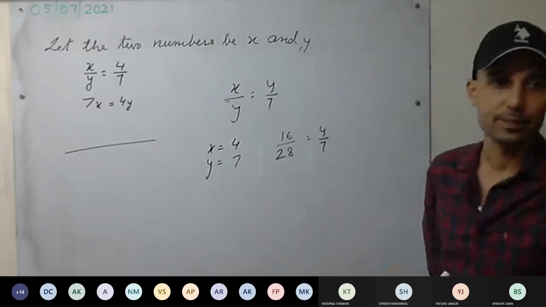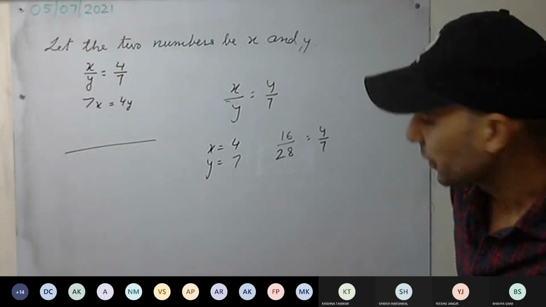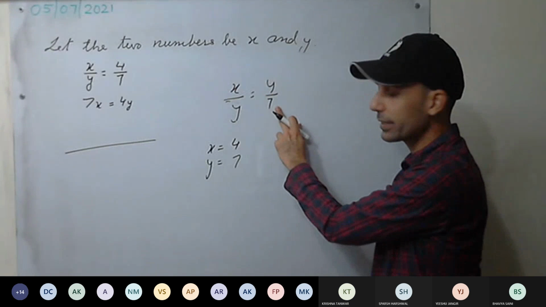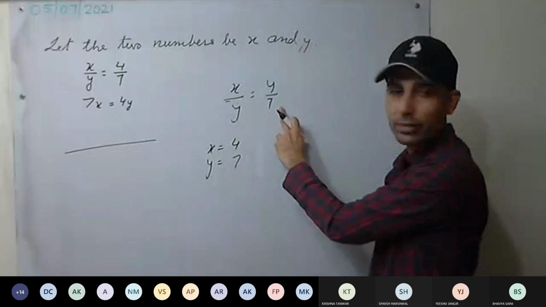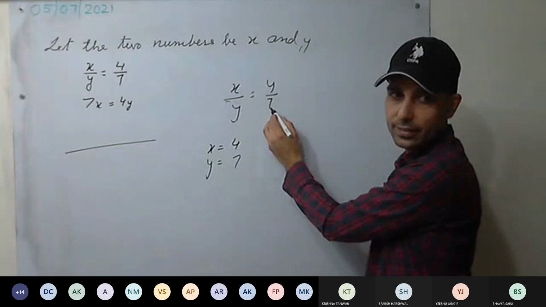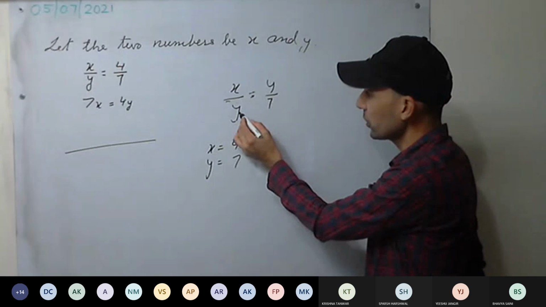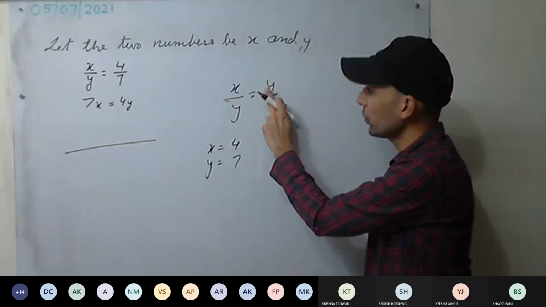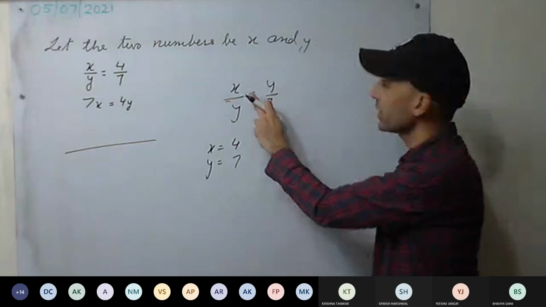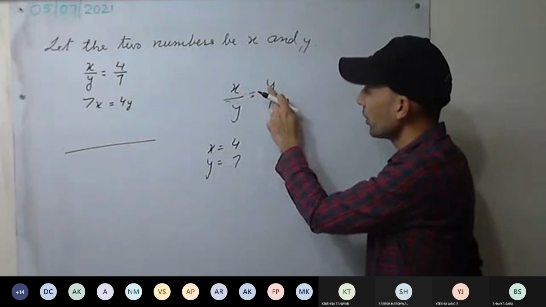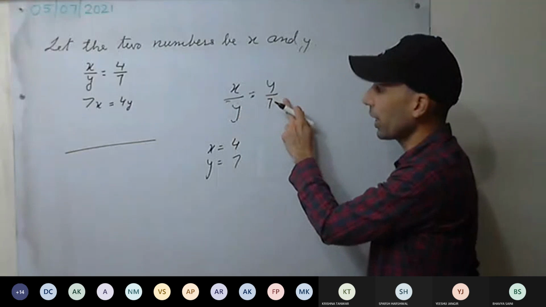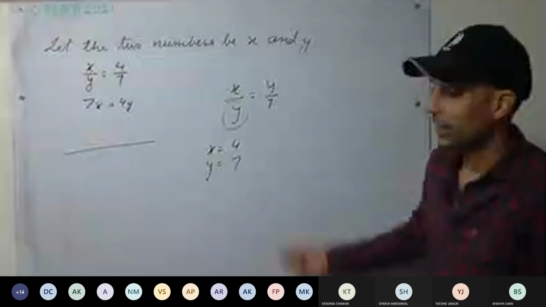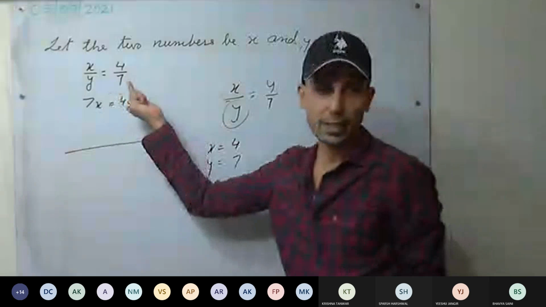Which is bigger? Y is bigger. If I calculate the ratio, it will be 4 by 7. Which is bigger? Y is bigger. If we equate, it means x equal to 4, y equal to 7. Then only this equation is going to be satisfied. Yes or no? Then the ratio means x is 4 by 7 of y. So which is bigger? Y is bigger. You can check from here. So y is the bigger number, the larger number.